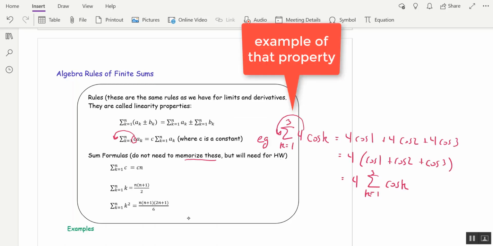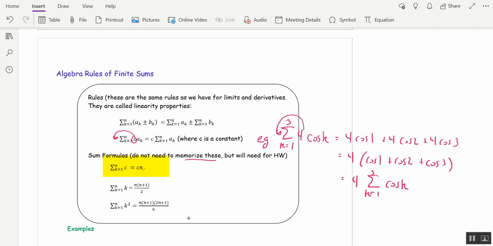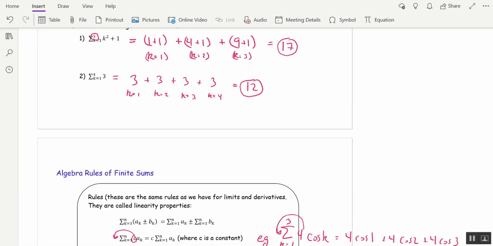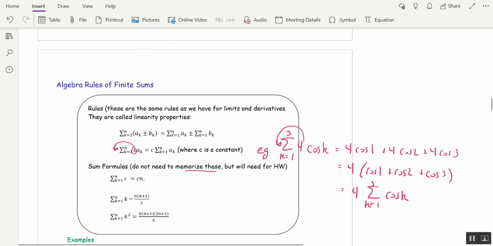So this first formula here is a formula that we actually saw in action above. When we added the number 3, k equals 1 to 4, we got 12. And so this was just the sum k equals 1 to 4 of 3. By this formula, we should get c, which is 3, times n, which was 4, and that indeed was 12.